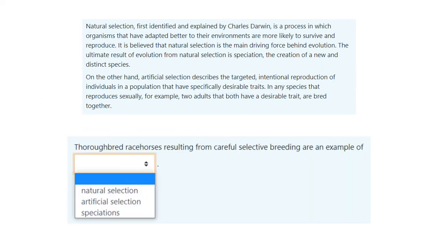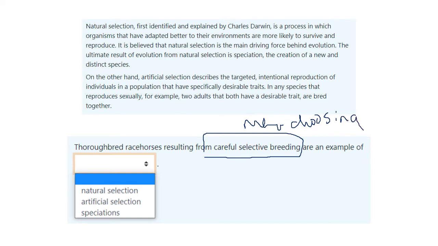Thoroughbred race horses resulting from careful selective breeding. Well, careful selective breeding is about men choosing. And these are race horses. The owners want to win the race. They want to get the prize money for winning the race. So they choose horses that are strong, that are quick, that have good bones. This is an example of artificial selection. They are chosen because of their desirable traits, because the owner wants to have offspring that are likely to win races in the future.